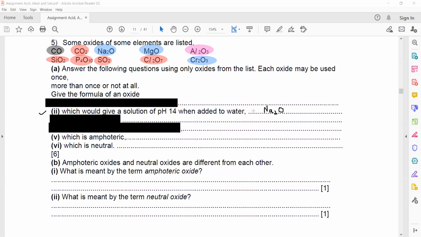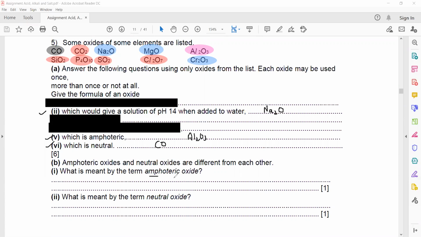Which of them is amphoteric? So aluminum oxide is amphoteric. Which of them is neutral? The only neutral oxide is carbon monoxide. It is insoluble, does not dissolve, and it does not react with acid or alkali. Amphoteric oxide and neutral oxide are different from each other.